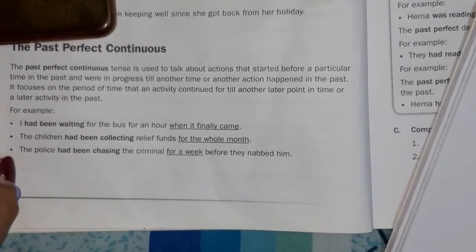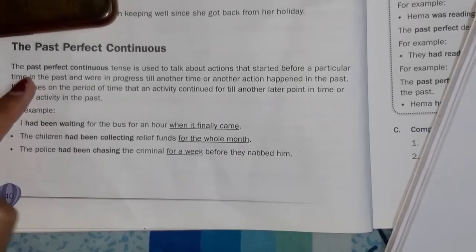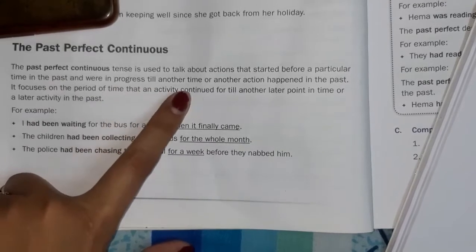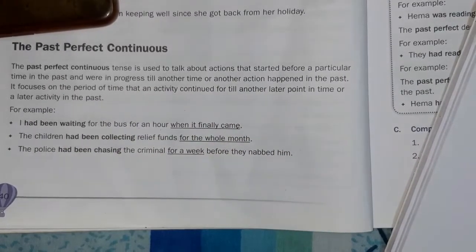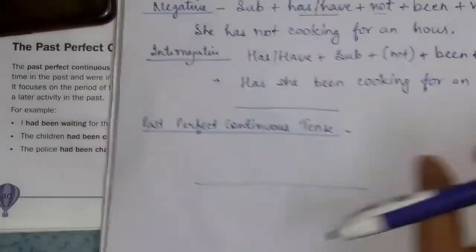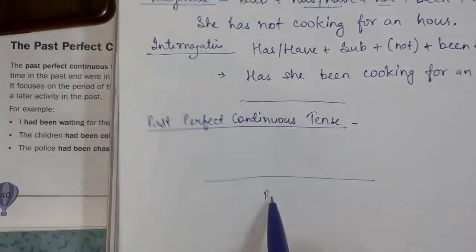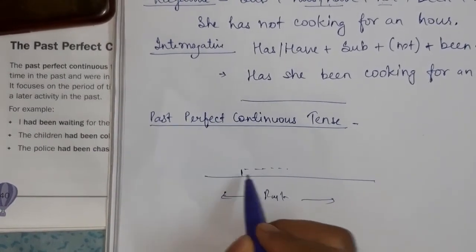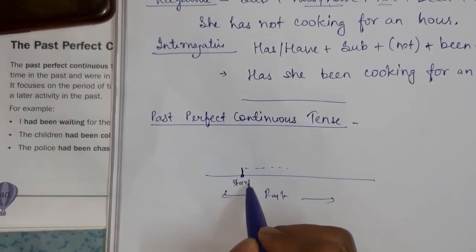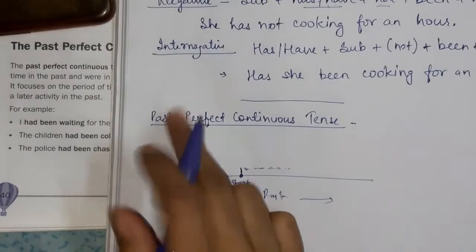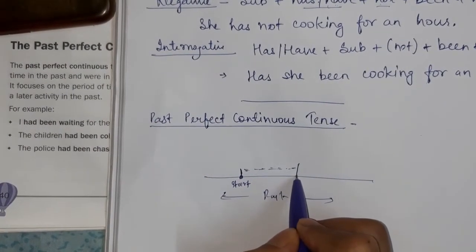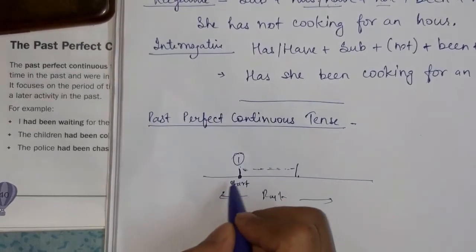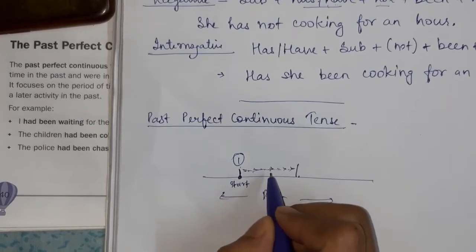So now let's move to the past perfect continuous tense. The past perfect continuous tense is used to talk about actions that started before a particular time in the past and were in progress till another time or another action happened in the past. Let me explain in a very simple way. Just a timeline, and it is all about the past. Suppose an action already started in the past and it is going on, until another action starts in the past.